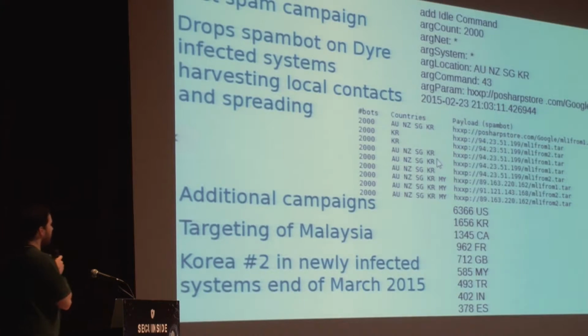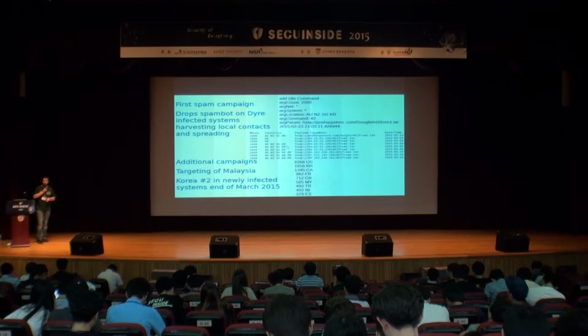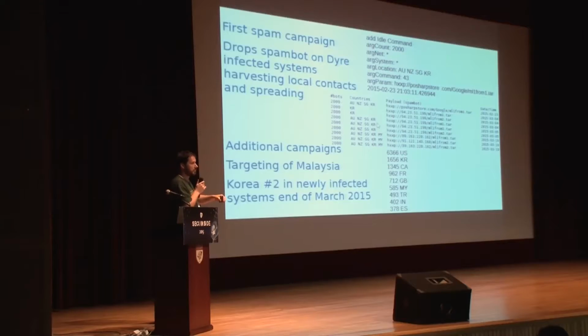Well, what did we actually see happen? We saw that by the end of February, there were spam campaigns. Initially, these spam campaigns were for Australia, New Zealand, and Singapore, and suddenly they were also for Korea. And how do these spam campaigns work? How do they get the email addresses, for example? They drop the malware on the already infected systems in a certain country. Typically, if your computer is in a certain country, you will have email contacts on your system who are people that live in that country.